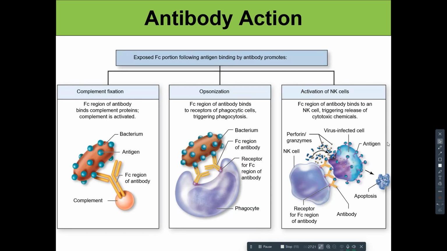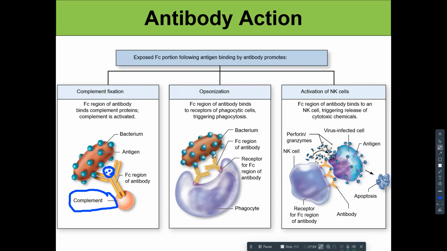Okay, other things antibodies can do. When antibodies bind onto a bacterium, they expose part of themselves, like the feet of the antibody here. Remember the hand, it's like a person, and the hands were doing the grabbing, and now the feet are exposed, and the feet can activate the complement protein system, which we talked about last lecture. So go back and review that.